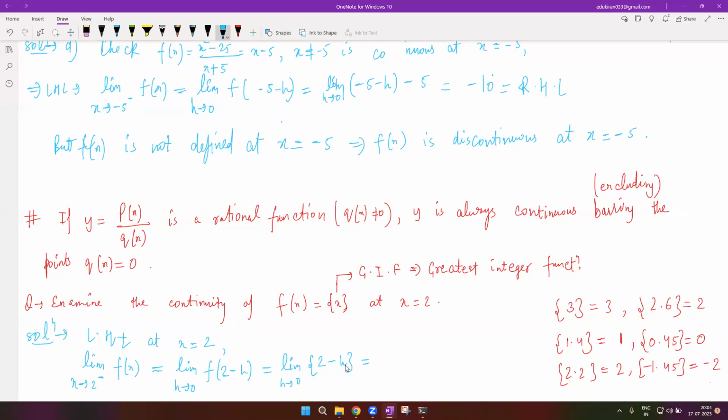Why? Because if this value is 1.999999, then the answer is 1, because this is greatest integer function. 1.99 also has answer 1. 2 has answer 2. 2.01 has answer 2. 2.5 has answer 2. 2.67, 2. But if I'm calculating the greatest integer function for 1.99, then the answer is 1.